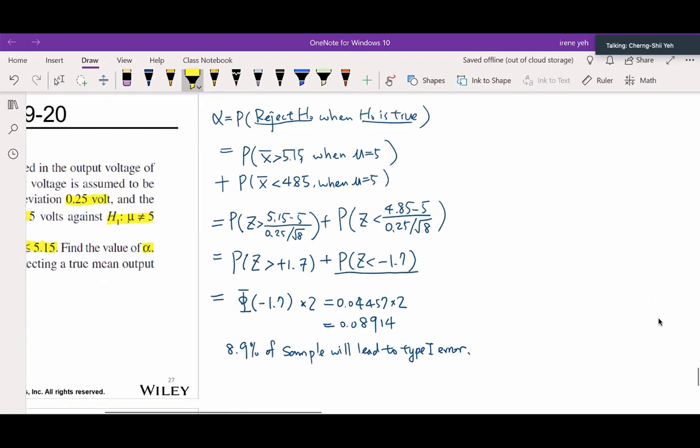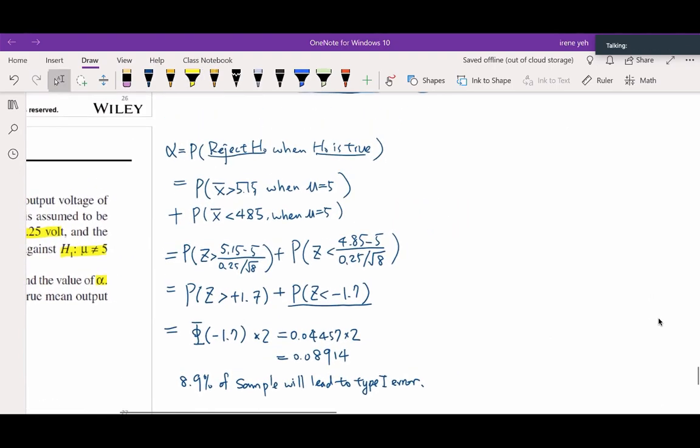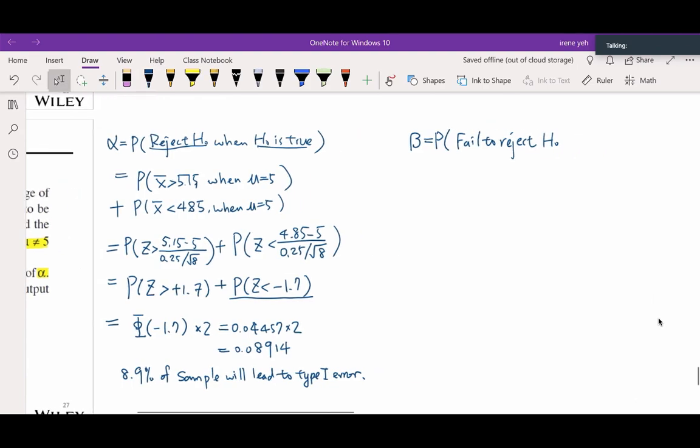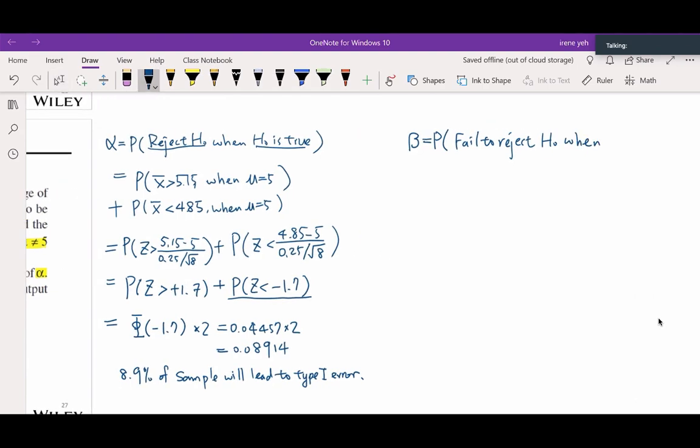Beta is the probability of a fail to reject. We fail to detect the change in our process when we fail to reject H0 when H0 is false. Okay, let's sketch it.